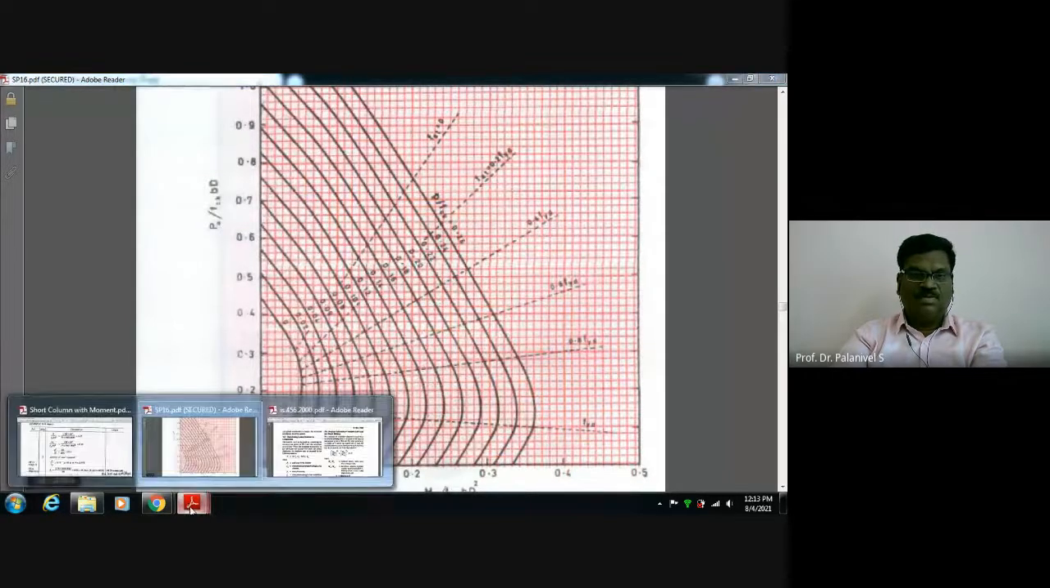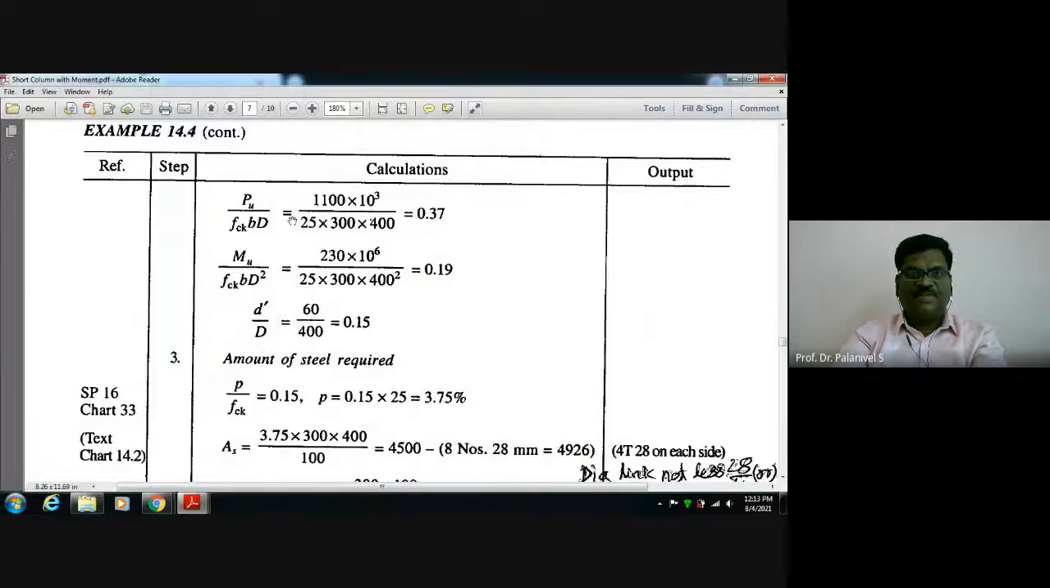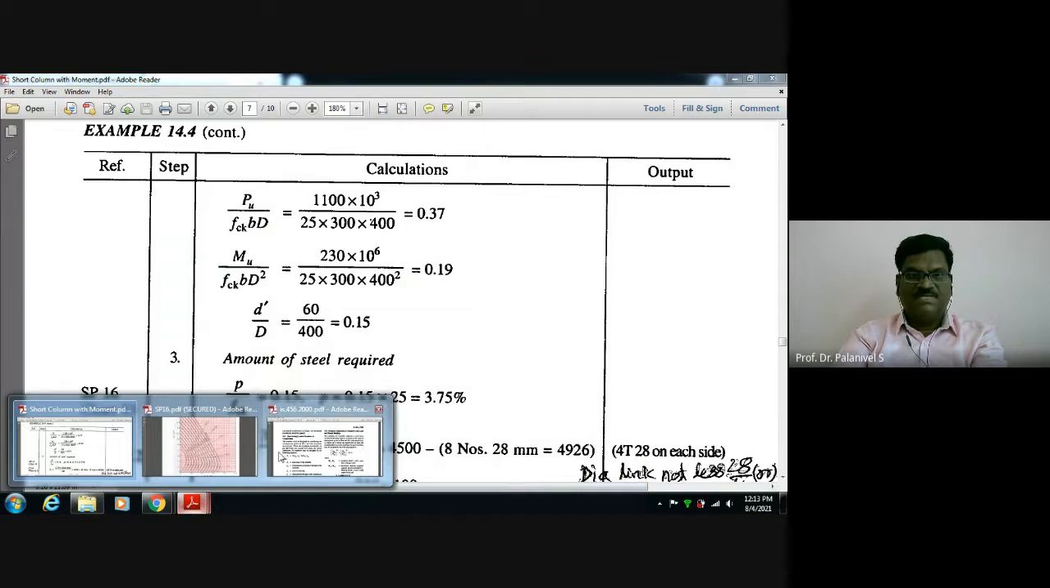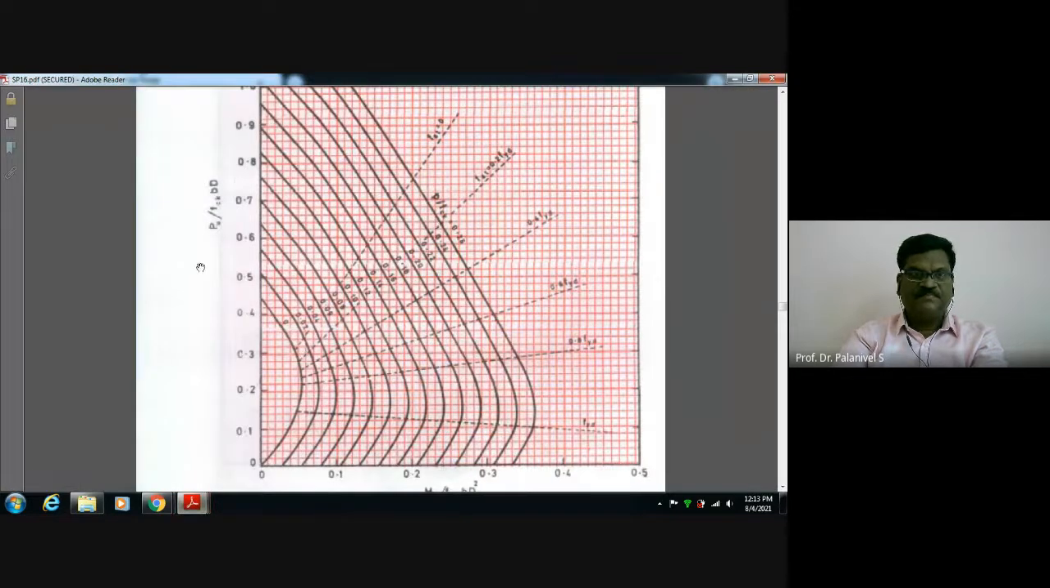Now go to that value. What is the value here? This ratio Pu by fck bd is 0.37. Where is 0.37? It is 0.2, 0.3, 0.4. Okay, this is 0.32, 0.34, 0.36, and 0.37 is in between these two. Remember, below 0.4, one line leaves out the middle. In this middle it is there. Keep it in mind. We have to refer here.